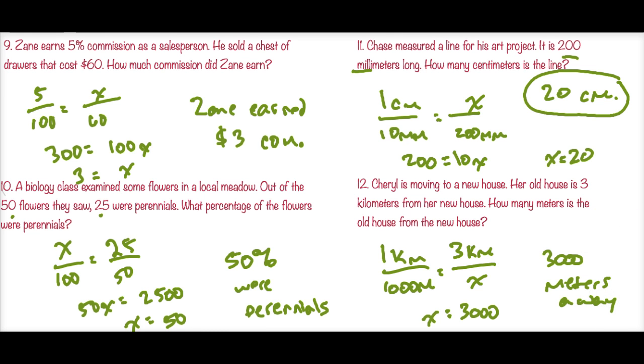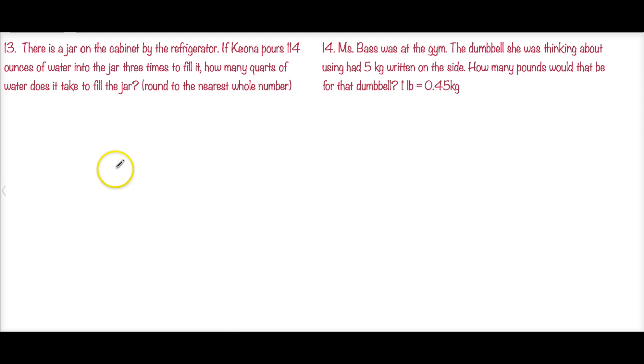All right. Number 13. There is a jar on the cabinet by the refrigerator. If Kiona pours 114 ounces of water into the jar 3 times to fill it, how many quarts of water does it take to fill the jar? So the first thing I did was I saw that it's 114 ounces of water, and we did it 3 times. So that's going to be 114 times 3. So that's going to be 342 ounces of water.